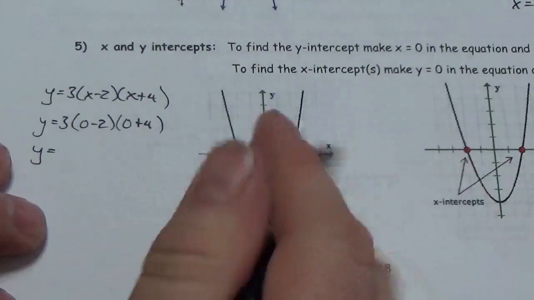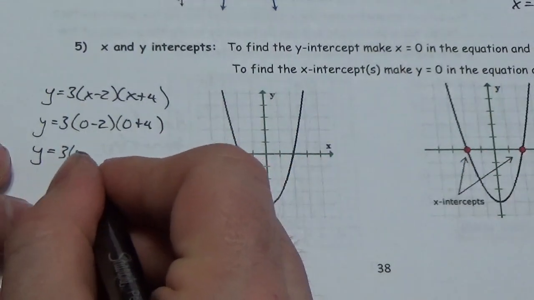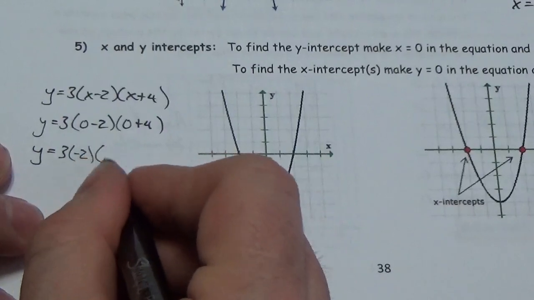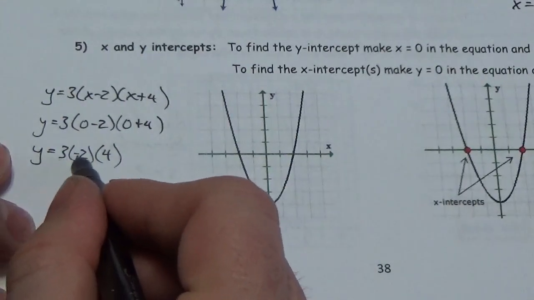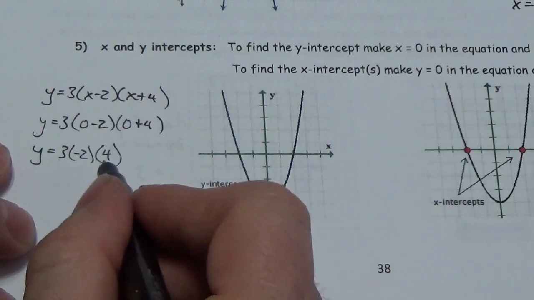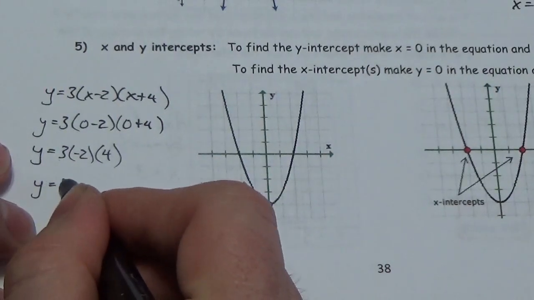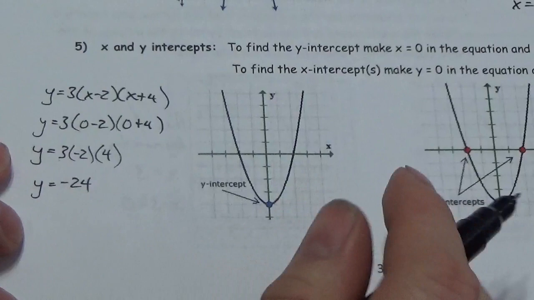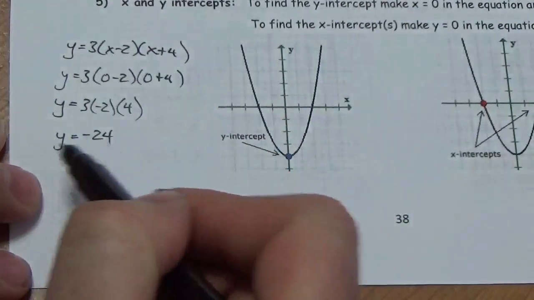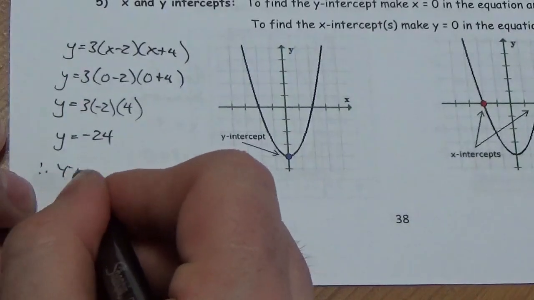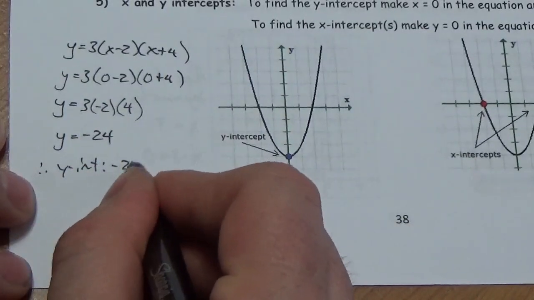Remember, order of operations tells you what to do: what's inside the brackets first. So 0 minus 2 is -2, 0 plus 4 is 4, and I'm just going to multiply across here. 3 times -2 is -6, times 4 is -24. So y equals -24. When I plug that in, this is what I'm getting for my y value. So therefore my y-intercept is going to be -24.